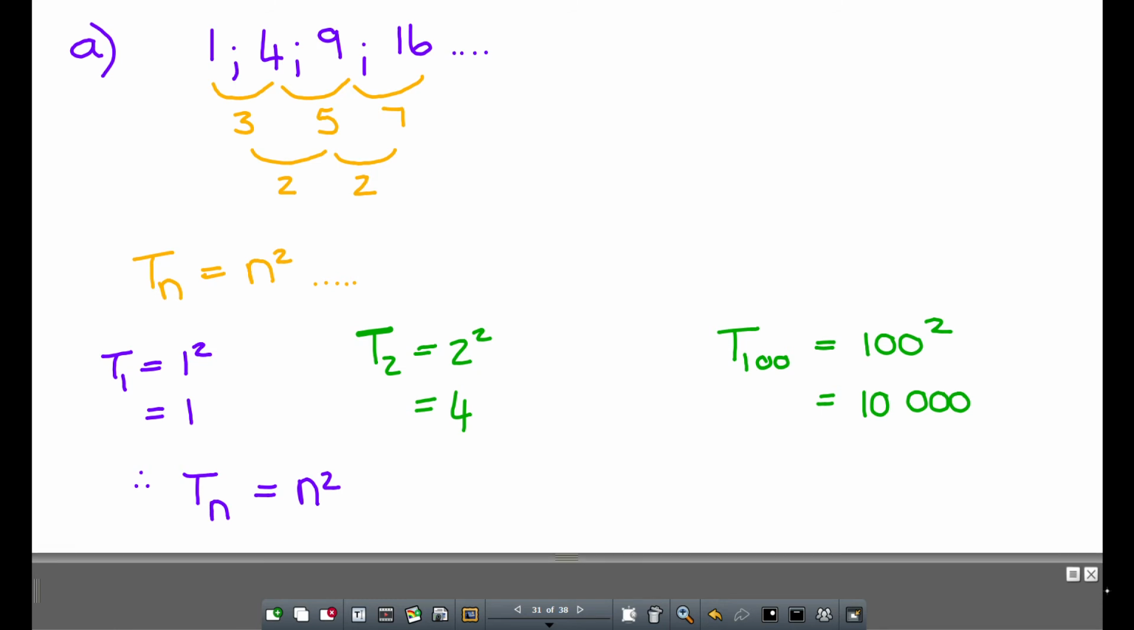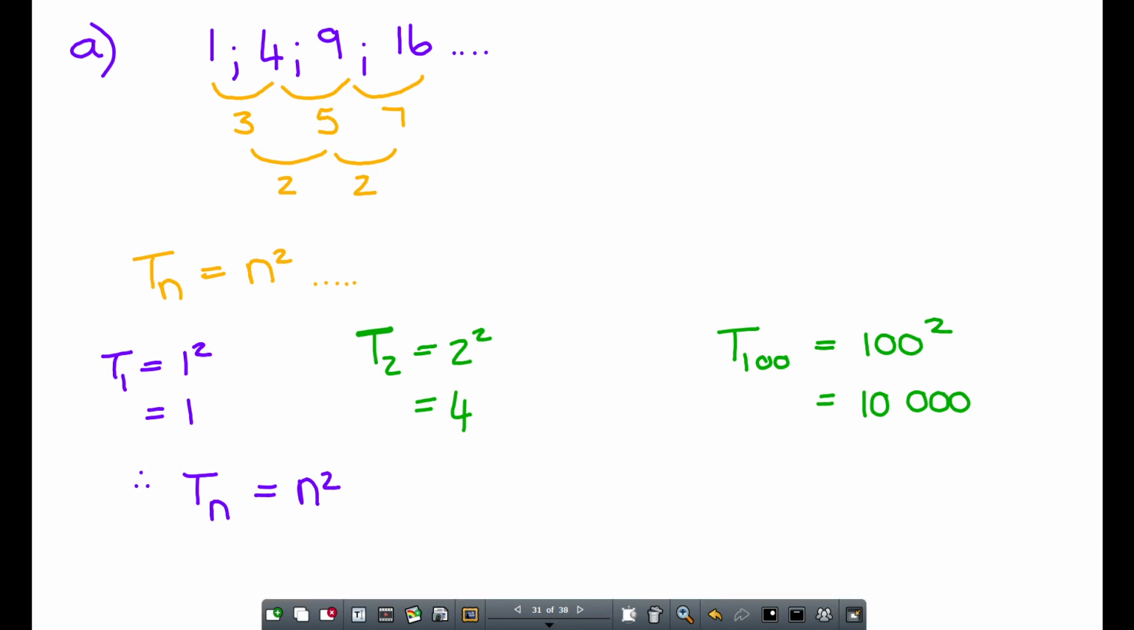So I go substitute n. That's on the right-hand side of the page over here. So term 100 would then be 100 squared, which gives me 10,000. Any questions there? You guys fine?